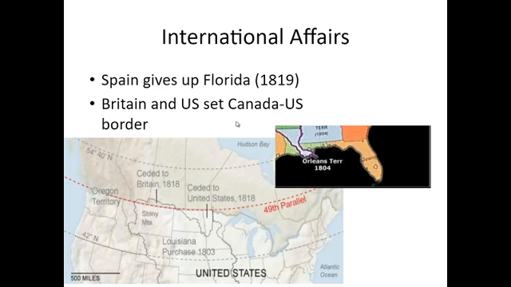Okay, so we're going to continue part two here by looking at the continued expansion of the United States. So the first thing here to look at is Spain gives up Florida in 1819. You can see Florida right here, and you can see on this map it's actually got two different colors because Spain ended up giving over the west part first, which is now part of Mississippi and Alabama, and then the rest of Florida later.